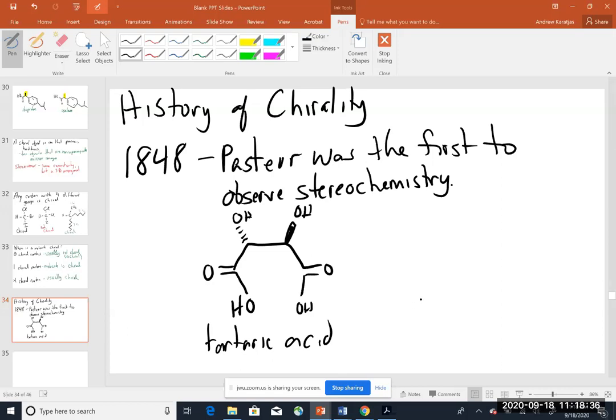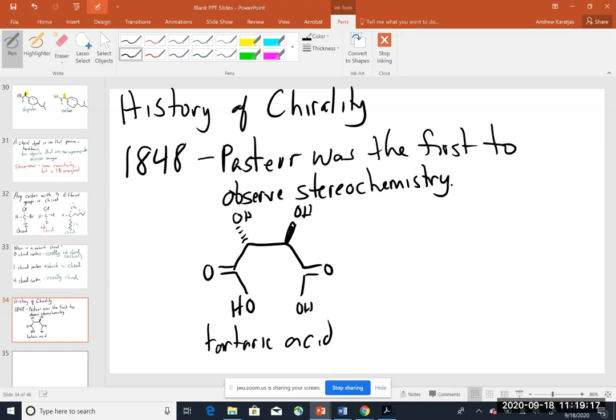So what he decided to do with them, among other things, was he dissolved each one of them into water and placed them in a polarimeter. So what is a polarimeter? If you think about what light consists of, it vibrates in all possible planes. But in a polarimeter, you're able to polarize the light so that it only oscillates in one plane.